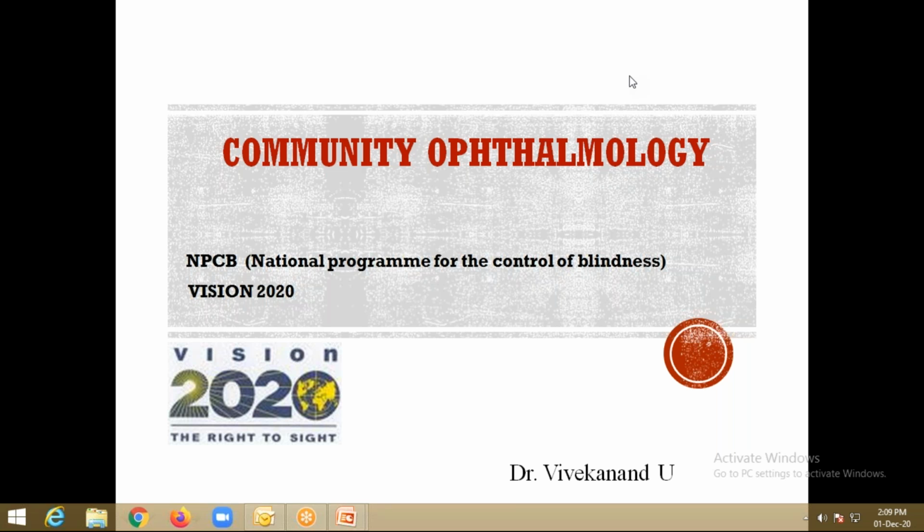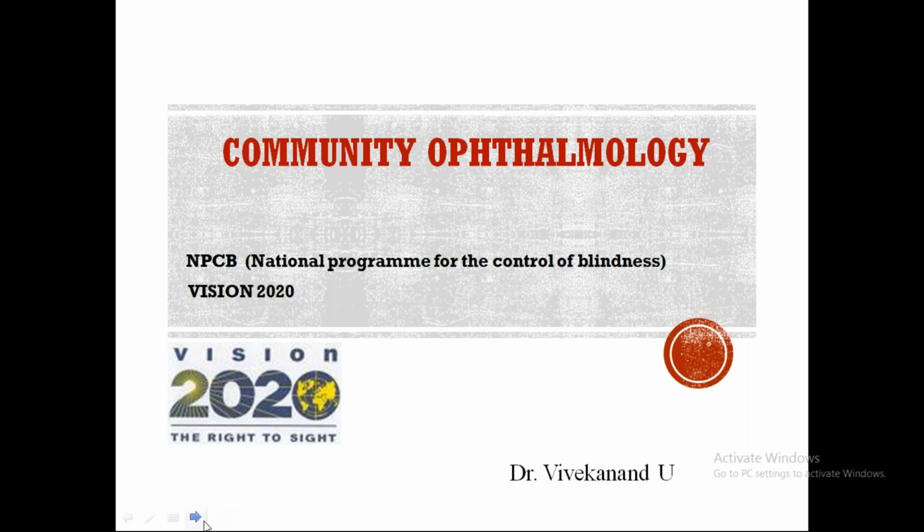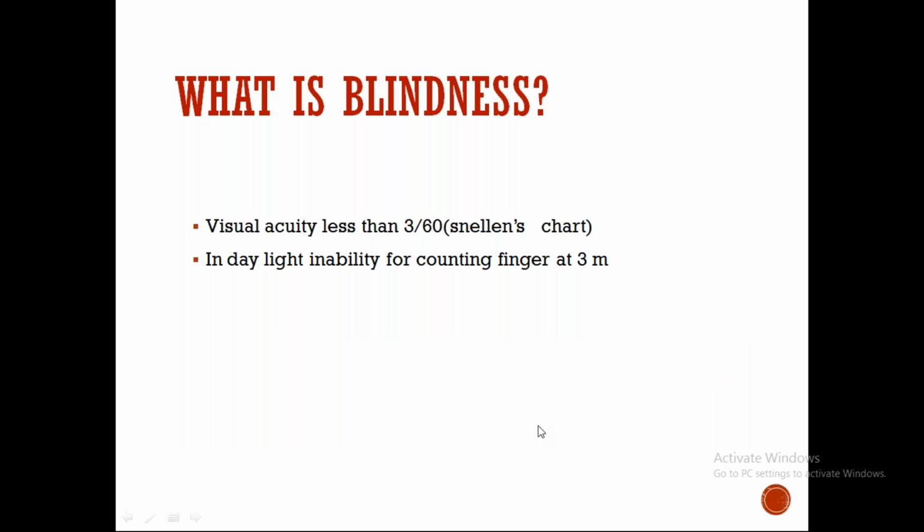So starting off with the topic, we will just go through each of these topics slightly in detail, so that you have an idea about what is this National Program for Control of Blindness, and Vision 2020. You must have come across this topic in your community medicine also, or in your SPM, but we'll be dealing exclusively with the ophthalmic point of view regarding the National Program for Control of Blindness. So what is this program? What are its implications? What are its advantages? What are its outcomes? All those aspects will be covered.